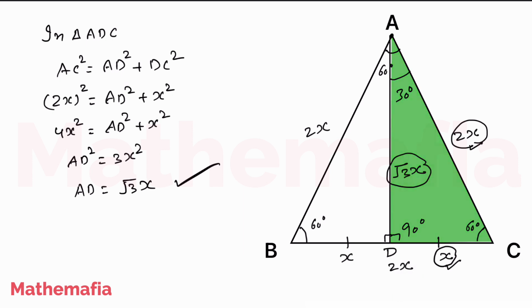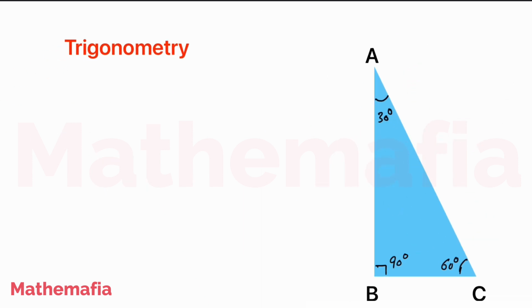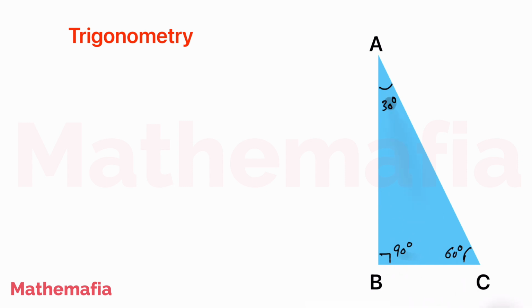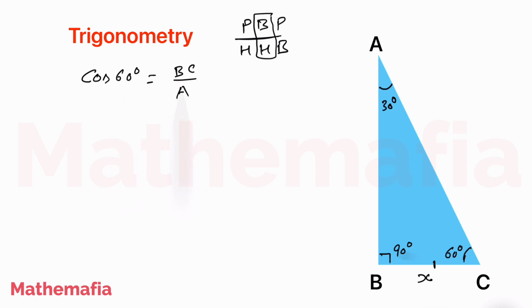Let's now solve it using trigonometry. So ABC is a 30-60-90 triangle, and let's say BC is x. So we are going to use Pandit Badri Prasad Har Bole. Let's try to find cos 60°. Cos means base over hypotenuse. So for 60°, BC is the base. So BC, and the hypotenuse is always AC.